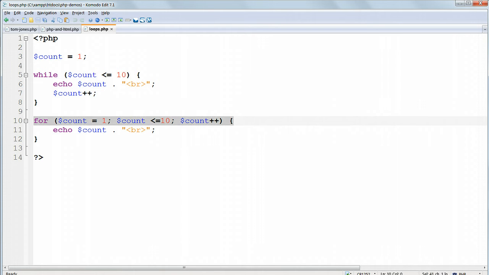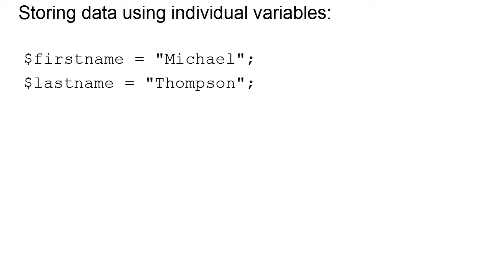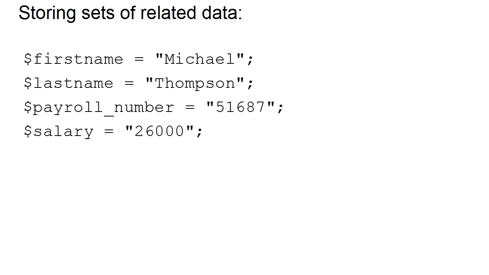Let's suppose we want to store a set of employee records. We could try to do this using a series of individual variables of the sort we used earlier. For instance, $firstname equals Michael, $lastname equals Thompson, $payroll number equals 51687, or whatever, $salary equals 26,000. But the problem with this method is that it's only any good for one employee.